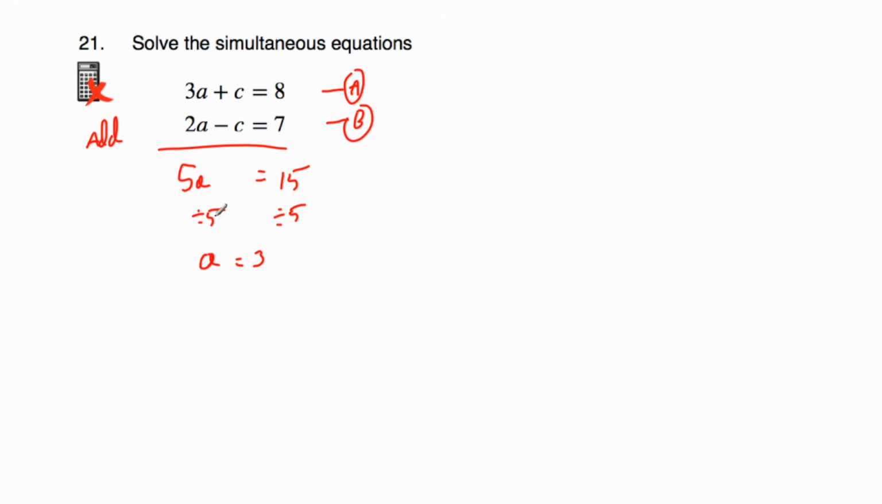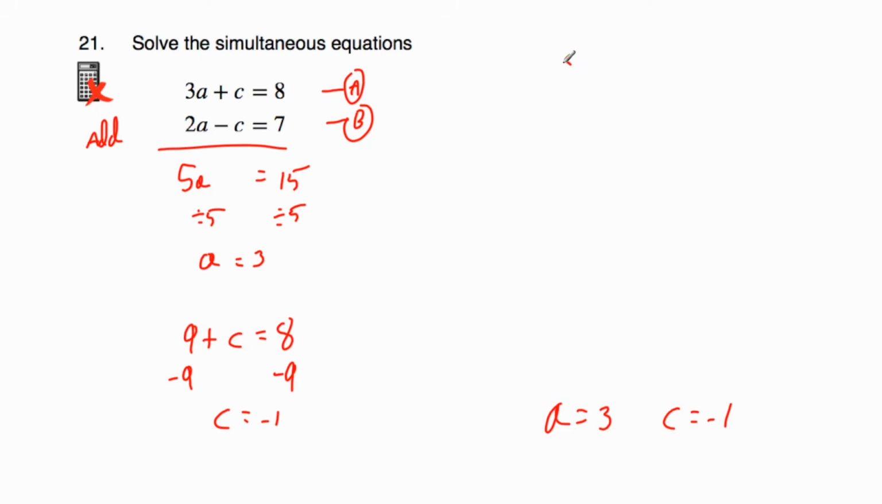So 3a plus c. So that's 3 times a, 3 times 3, which is 9, plus c equals 8. Now we want to get the c on its own, so let's take away 9 and take away 9. So we get c equals, and 8 take away 9 would be minus 1. So that means that our answer would be a equals 3 and c equals negative 1.